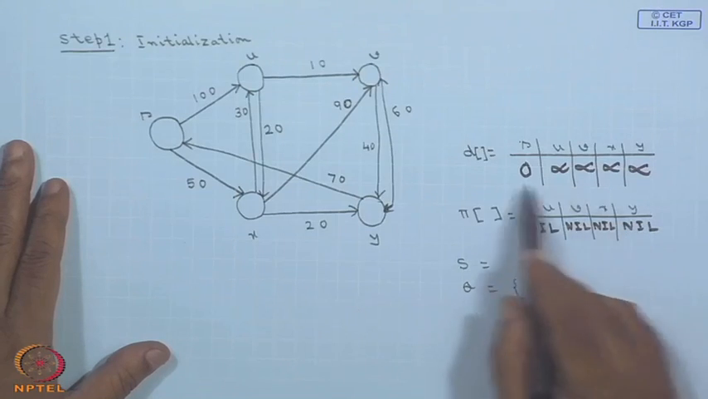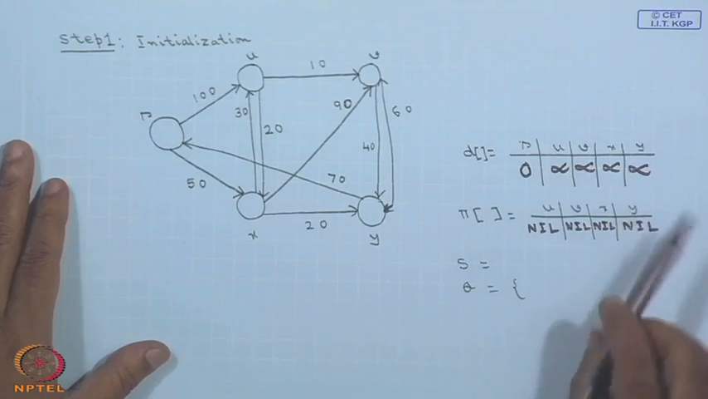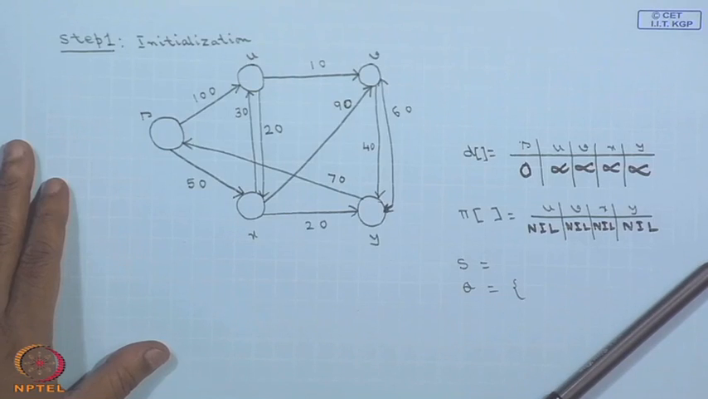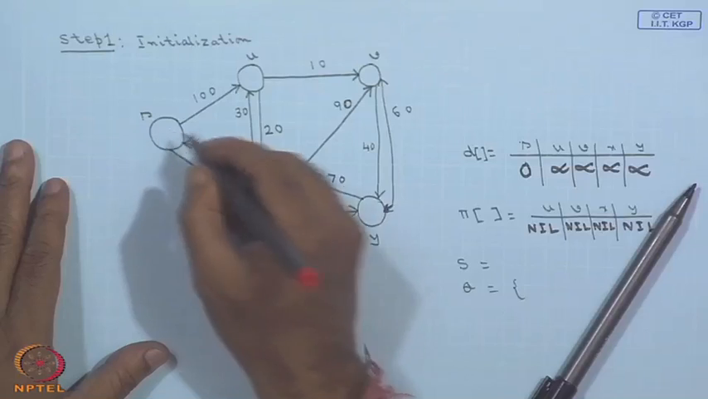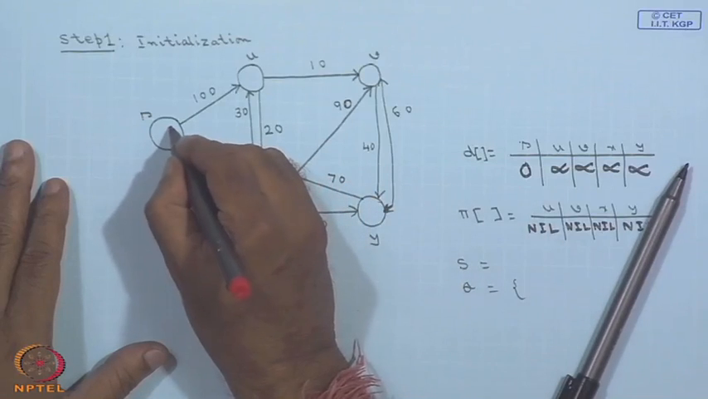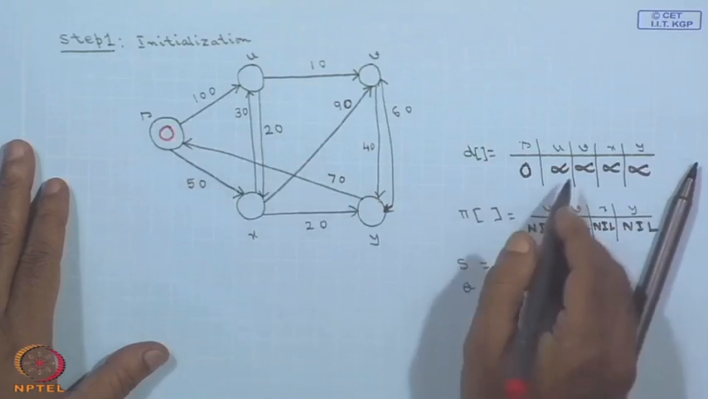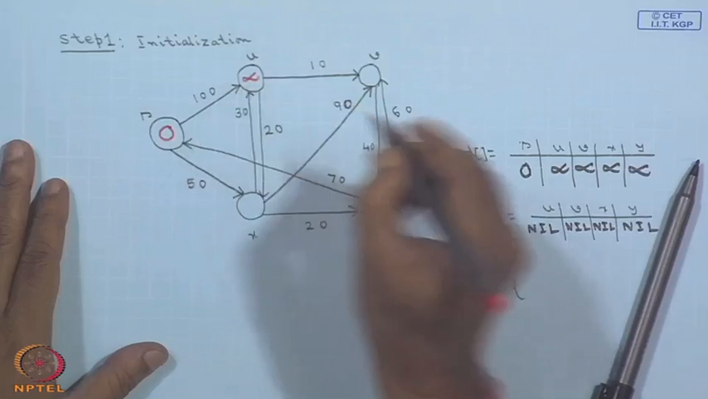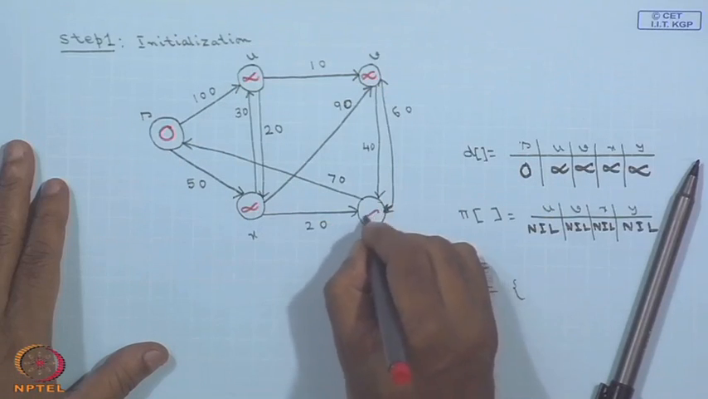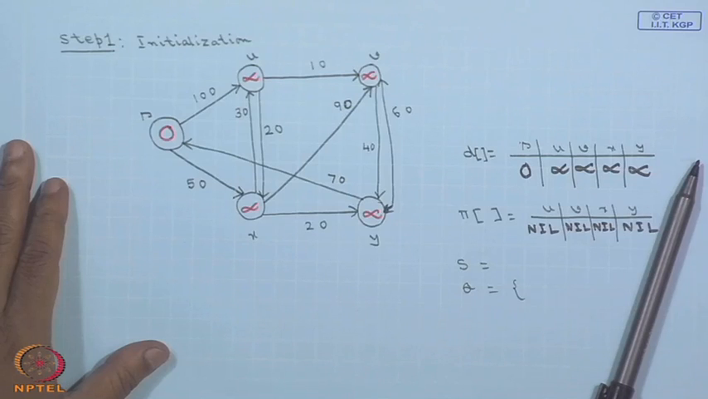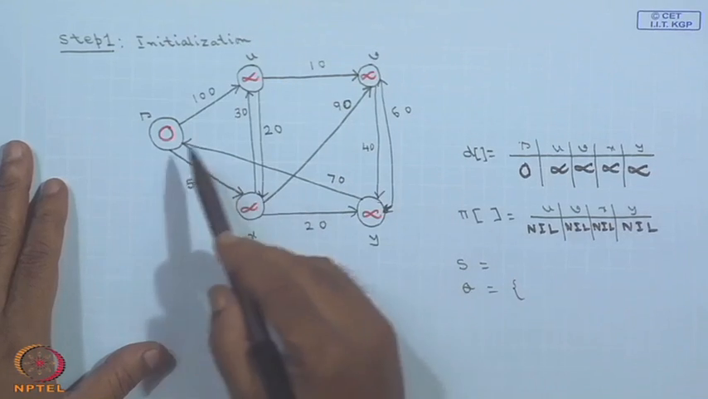So, once I have written this, I have to calculate this matrix. Once I have calculated this matrix, then these distance values you put here. Distance of source S is 0, you write down here 0. And all the others are infinity. I have written it in red, so that you can understand it properly.